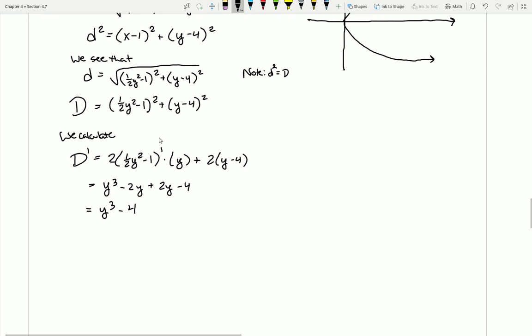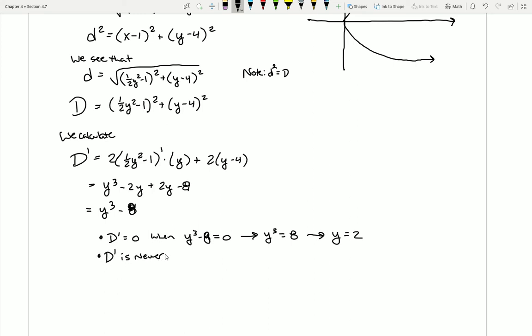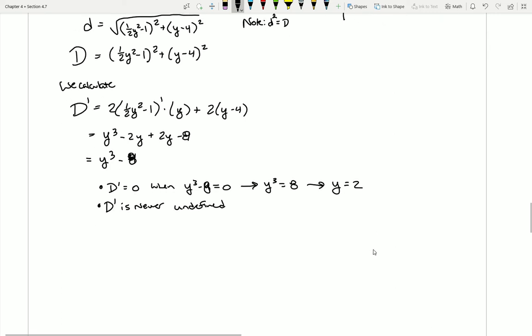So I need to figure out when this is going to be equal to 0 and when it's going to be undefined. So I'll say that d prime is going to be equal to 0 when y to the third minus 4 is equal to 0. Sorry, not minus 4, this should be minus 8. My apologies. Whenever y to the third minus 8 is equal to 0, which is whenever y to the third is equal to 8, which is of course whenever y is equal to the value of 2. I can also see here that d prime is never undefined. So this right here is my only critical value. So maybe this corresponds to a minimum, but maybe it corresponds to a maximum. This is just a potential candidate. It might not even correspond to anything.